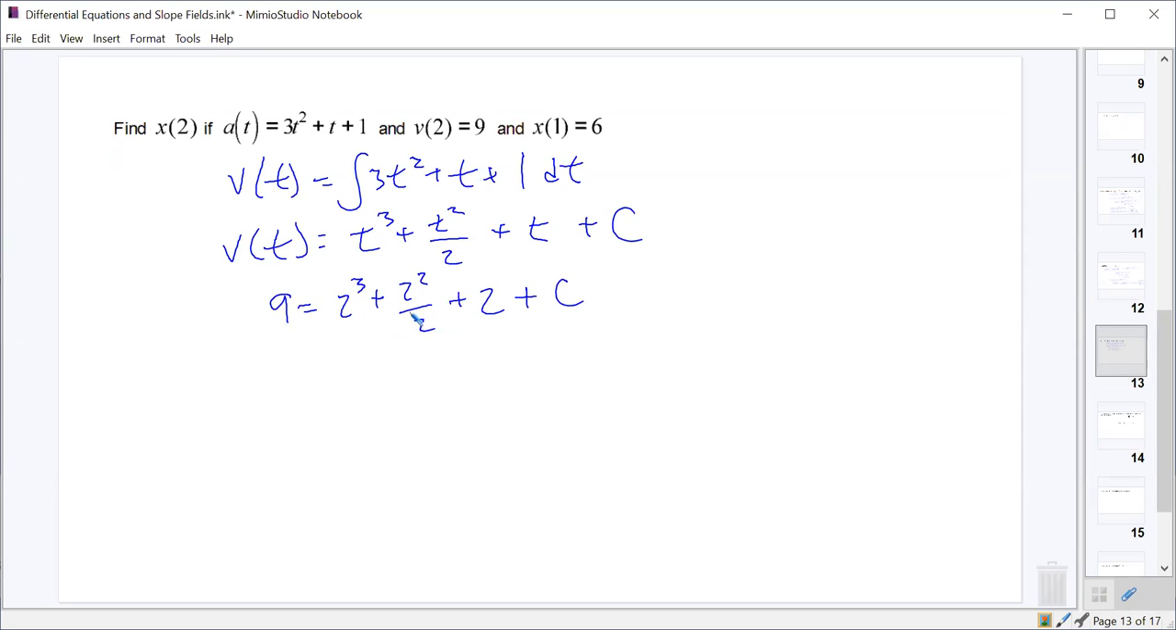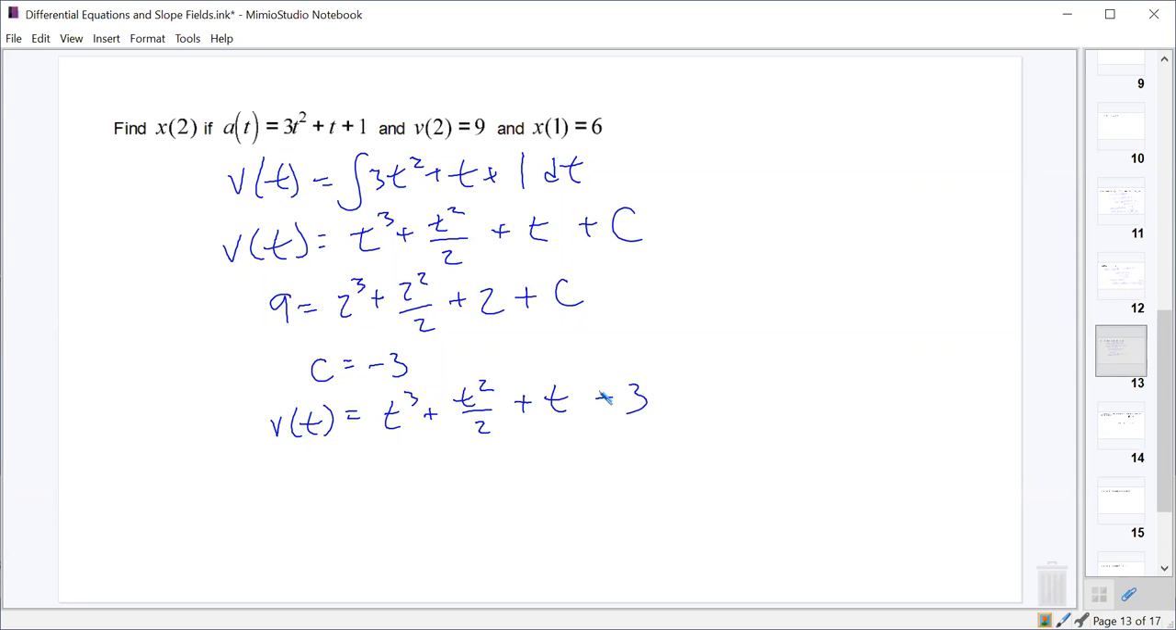And this is 8 plus 2 plus 2, so 12. So what's our constant? Negative 3. So we got V of t is, what do we have here? We have t cubed plus t squared over 2 plus t minus 3.